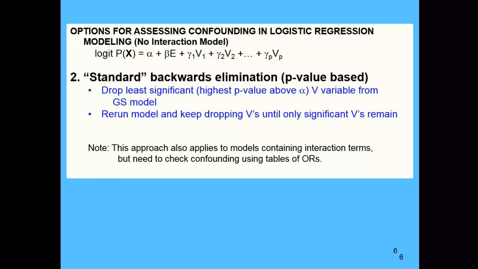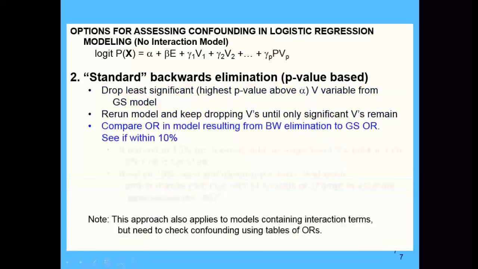So are you done when you get to that point? Well, this says I'm not finished here, because you then have to compare the odds ratio in the model resulting from backward elimination to the gold standard odds ratio to see if it's within 10%. So let's say, this is what I mentioned last time, you start with 10, you do backward elimination, and you get down to 3 V's. So you now only have 3 by dropping a bunch of other V's, one at a time, going backwards. And now you have E and 3 V's, okay? And now you want to say, am I done?